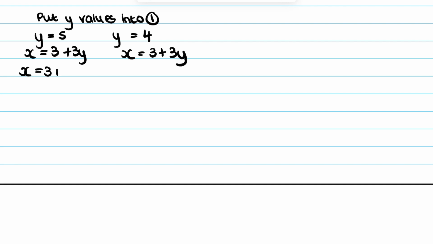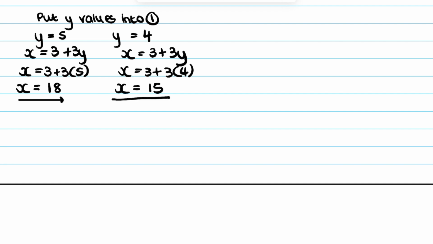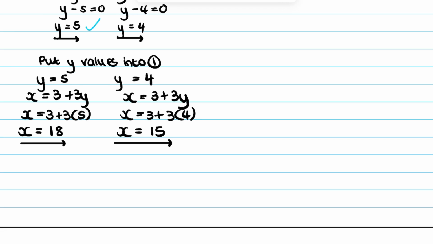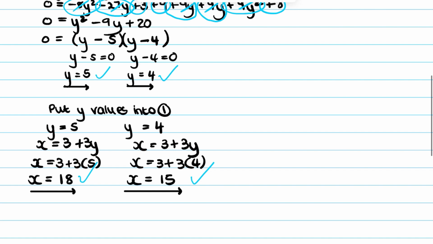So I've got x is equal to 3 plus 3 times 5, and that will give us x is equal to 18. And on this side, we've got x is equal to 3 plus 3 times 4, and that will then give us x is equal to 15. And if you got those answers, y is equal to 5, y is equal to 4, x is equal to 18, and x is equal to 15, then you would have got this question 100% correct and gotten all the marks for it. So that's it.